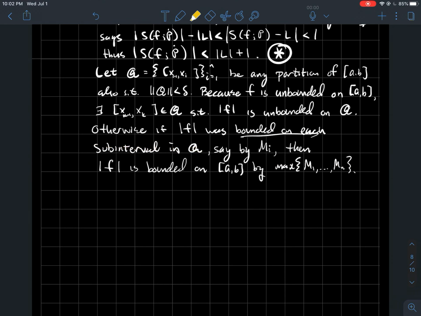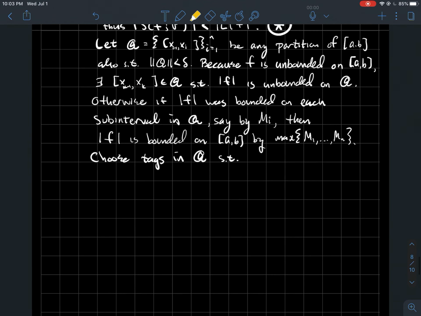So I know that's wrong. I know that's wrong because my function was assumed to be unbounded. So it can't be the case that f is bounded on all the subintervals of Q. So I hope that makes sense, how we've justified it. I've got some bad subinterval, and that's where f blows up.